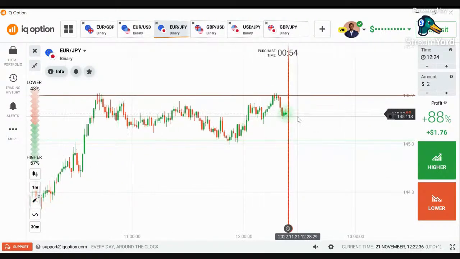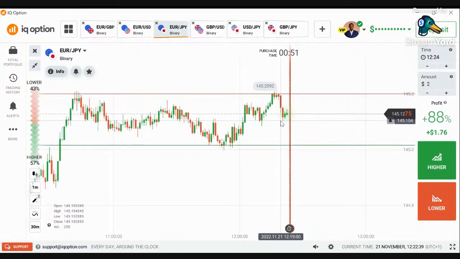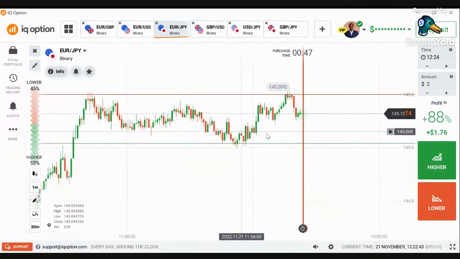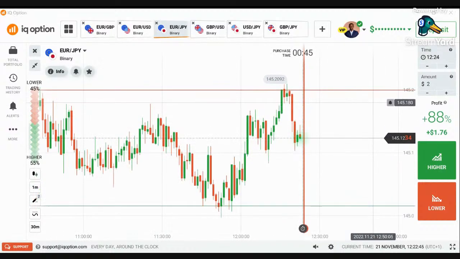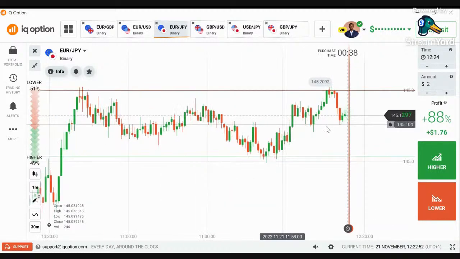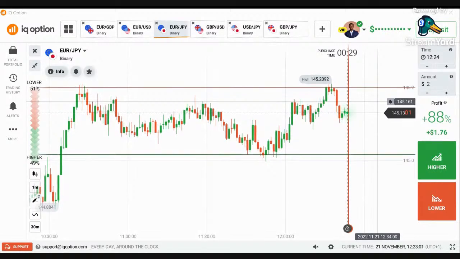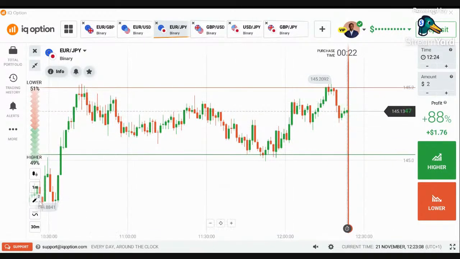So you want to be selling at the highs and you want to be buying at the lows when the market is ranging, because you can see when the market gets around here, it sells. If the market gets down, it buys. Okay, or once it gets up here, it sells. Now it's around the middle. When it's around the middle, you may likely not take any trade.